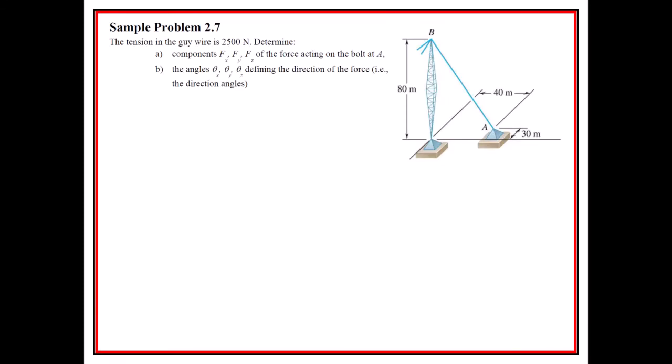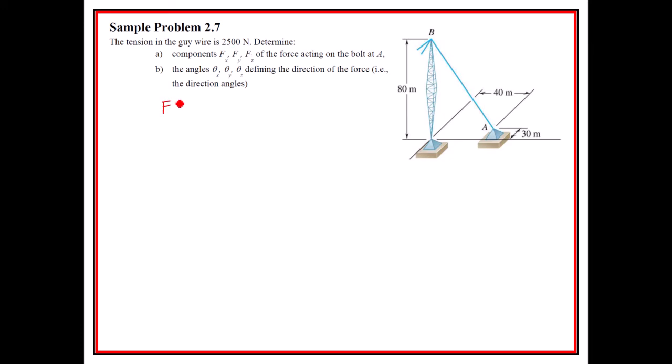All right, so here's sample problem 2.7. It's a relatively long problem, but not too terribly difficult, but it's methodical, right? So let's take a look and work through it together. See what we're given. We know that the tension in this guy wire, that's like this guy right here, from A to B, is 2,500 newtons.